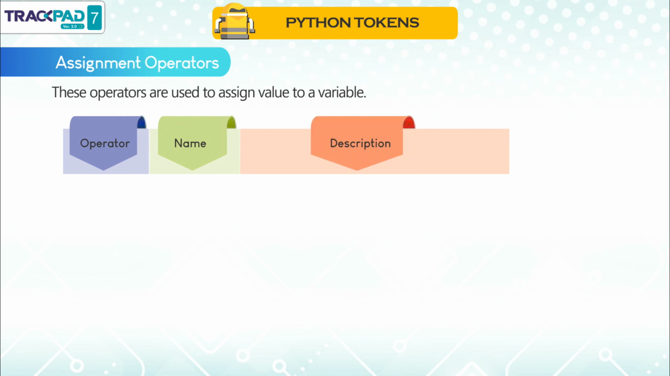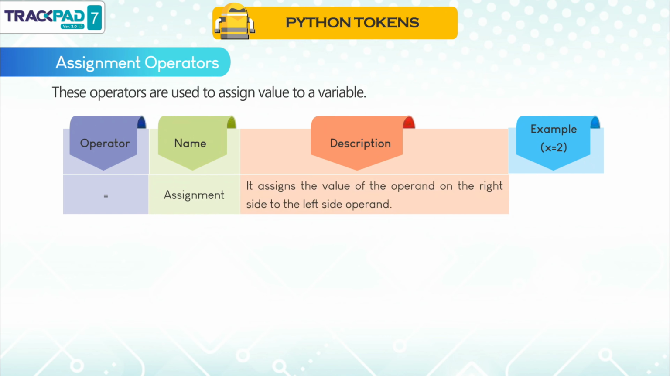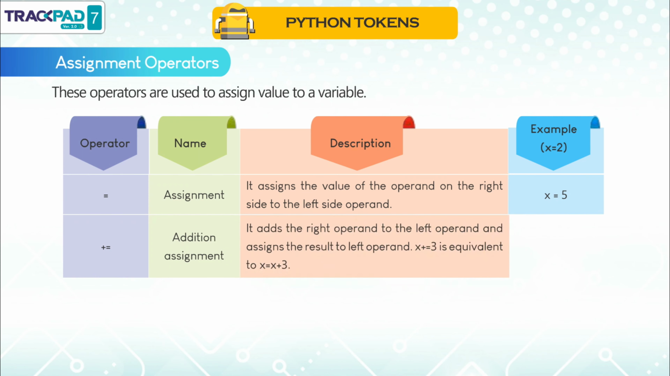Assignment operators. These operators are used to assign value to a variable. Operator with name, description and example with x = 2. Equal to, assignment. It assigns the value of the operand on the right side to the left side operand. x = 5. Plus equal to, addition assignment. It adds the right operand to the left operand and assigns the result to the left operand. x += 3 is equivalent to x = x + 3.